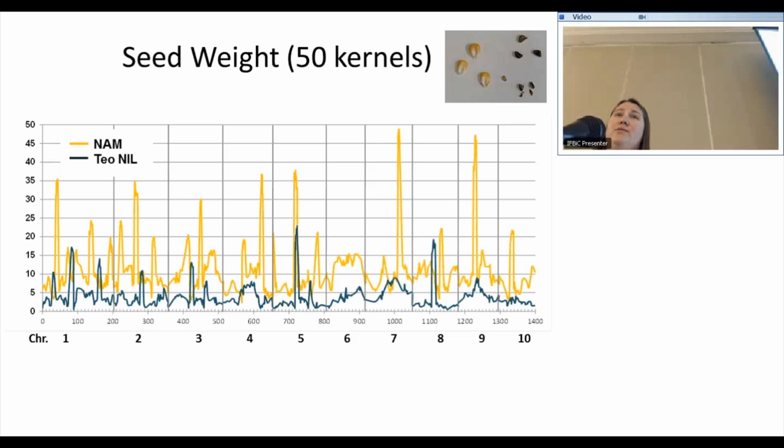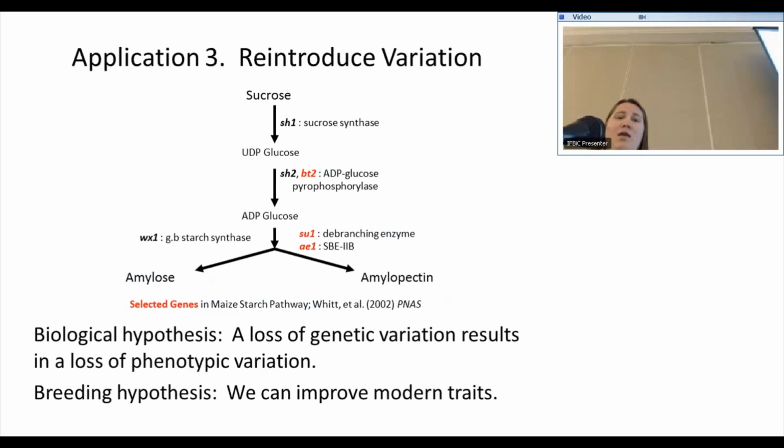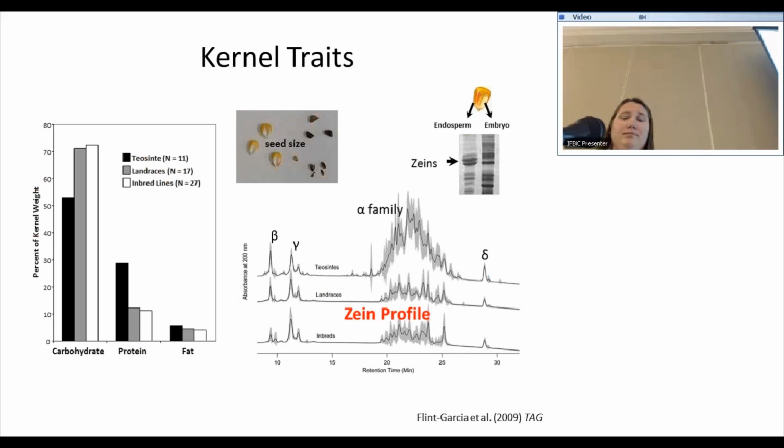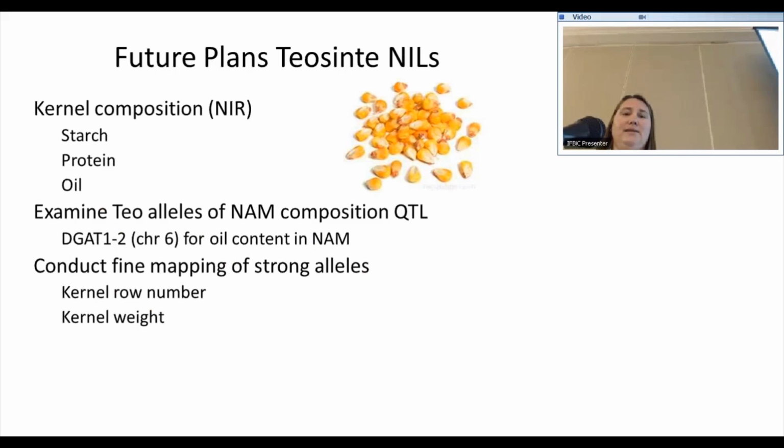Likewise, for 50 kernel weight, seed size is also a target of domestication. And then to reintroduce some variation into corn. In the starch pathway, there were a number of genes that were targeted by domestication. Maybe by putting more teosinte in, getting different allelic variants in the population, we can make bigger, better, safer, healthier, different kinds of starches. And I'm interested in many different kernel traits, which I won't go into.